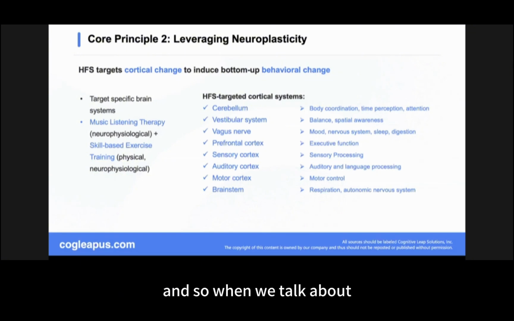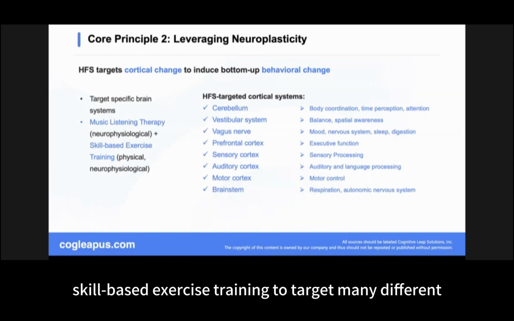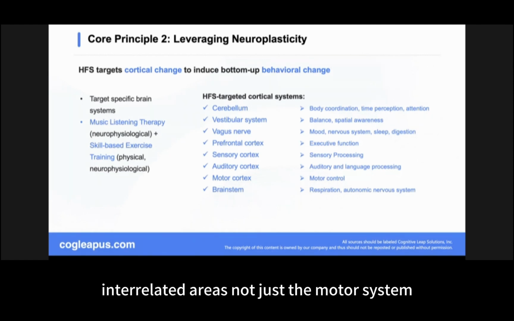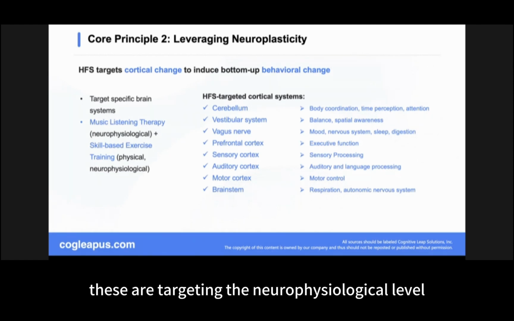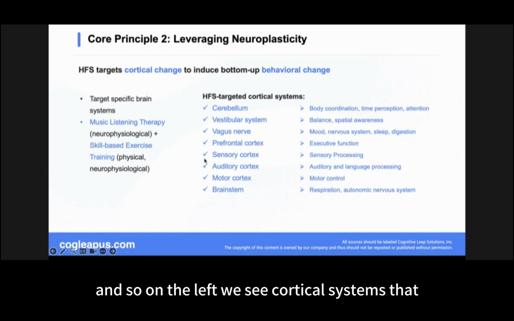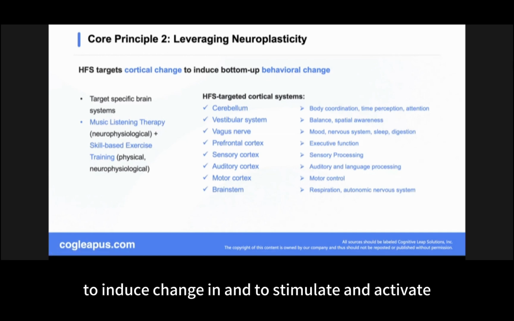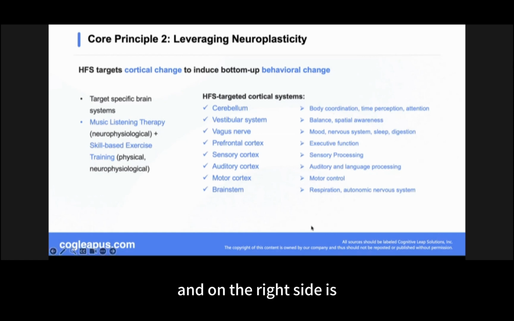When we talk about music listening therapy to target auditory processing, and skill-based exercise training to target many different interrelated areas, not just the motor system, these are targeting the neurophysiological level and the physical level. On the left, we see cortical systems that our system is designed to induce change in and to stimulate and activate. And on the right side are the behavioral phenotypes that we then start to see changes in.